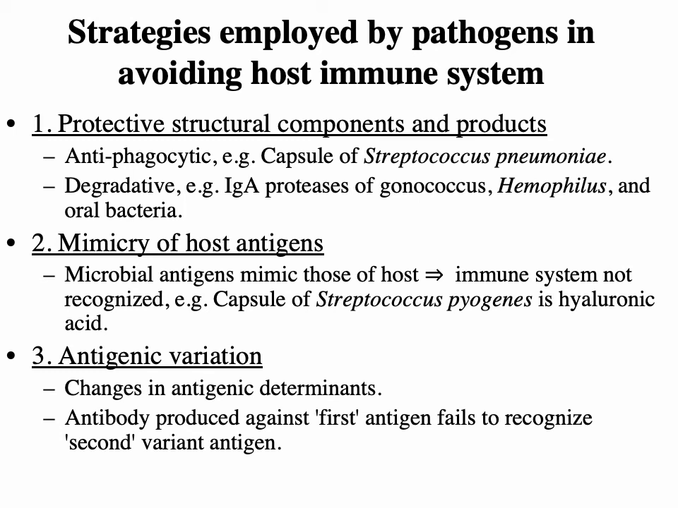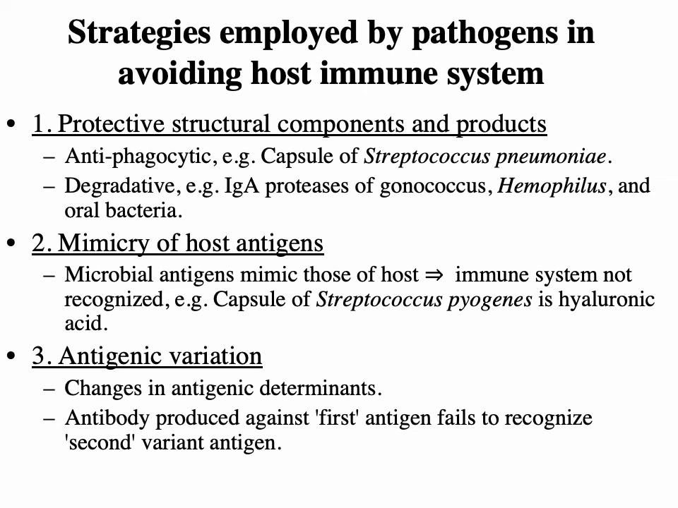For some, the capsule of Streptococcus pneumoniae is a good example because that capsule will confer anti-phagocytic properties. Phagocytic means phagocytosis. Phagocytosis is the uptake of bacteria by white blood cells, and that process leads to killing of the microorganism. So the capsule will prevent phagocytosis from happening, that is anti-phagocytic, because the capsule just does not allow the white blood cell to engulf or take in that bacteria.